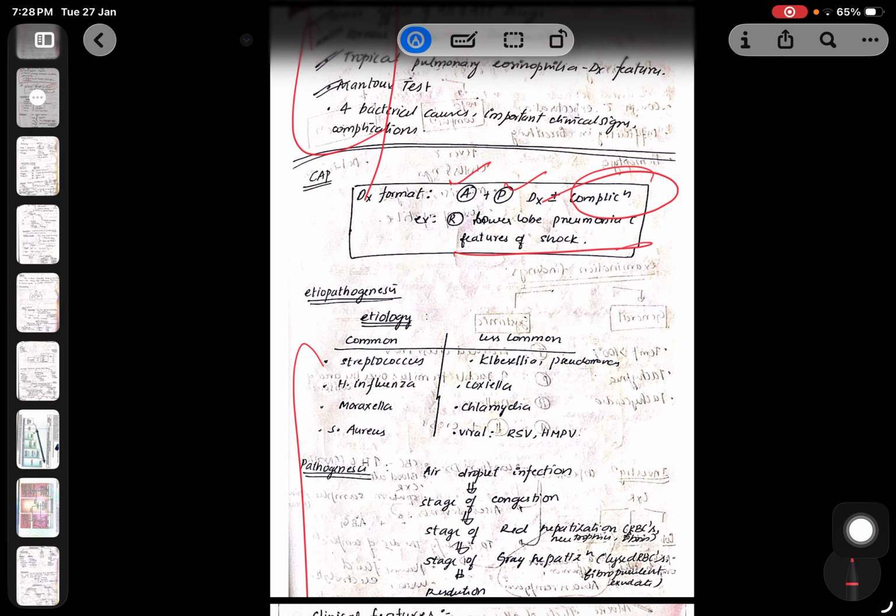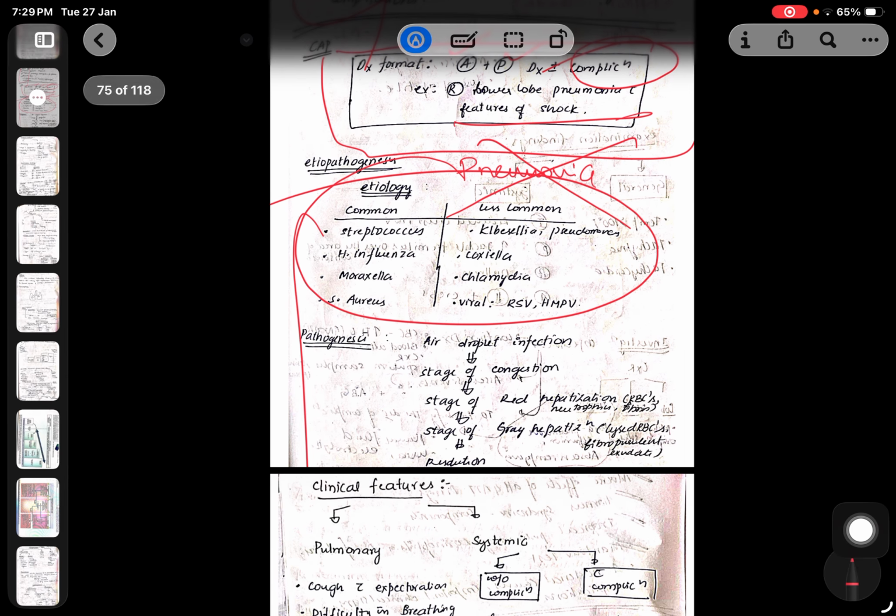This is main. And if you see, what people write is just pneumonia. Wrong. You have to write right upper lobe pneumonia, with complications such as shock or something like that. Whatever you say in your case discussion, make sure you write the diagnosis the same. Etiology same. I've just copied from Davidson. This is how the pathogenesis goes. That is the same patho thing: stage of infection, red hepatization, gray hepatization, and resolution.